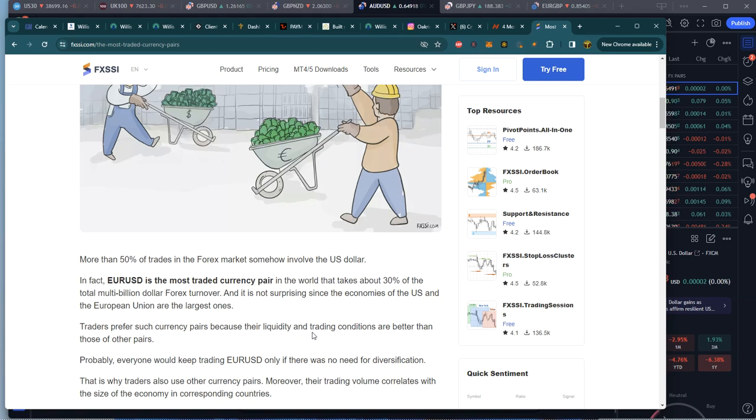I'm going to show you all this on the chart in a minute, using a method that I have that I'm going to share with you guys. This way you'll see the most volatile times to trade each pair. Okay, so it's better than those other pairs.